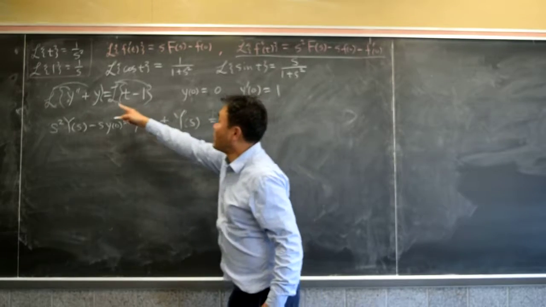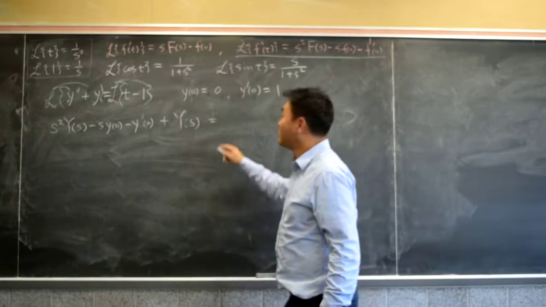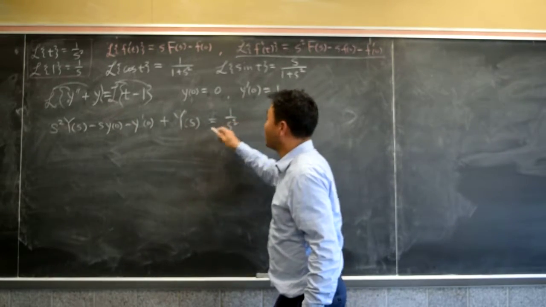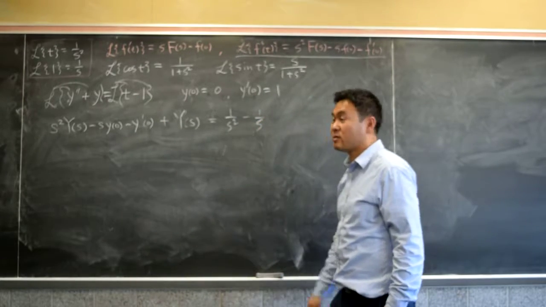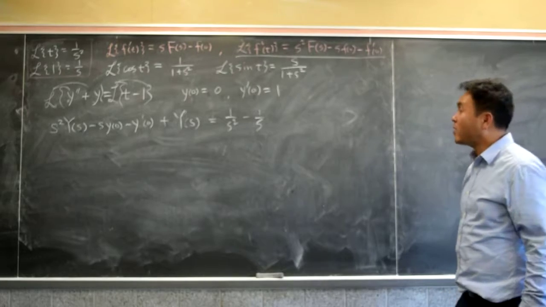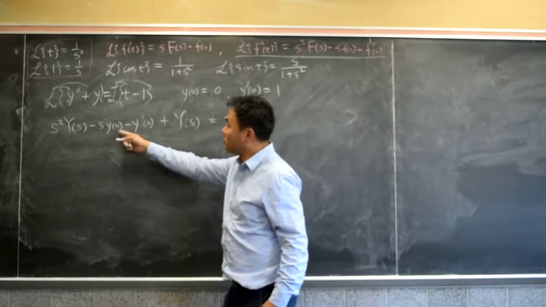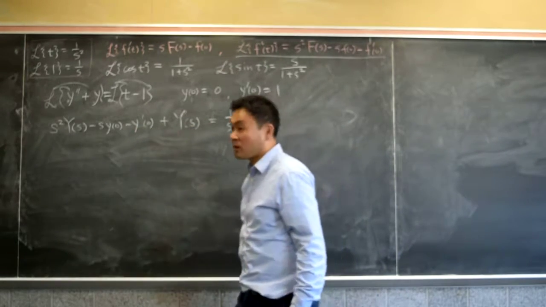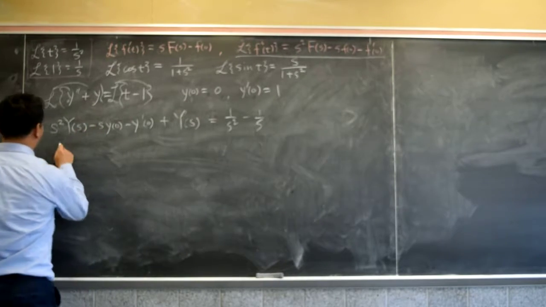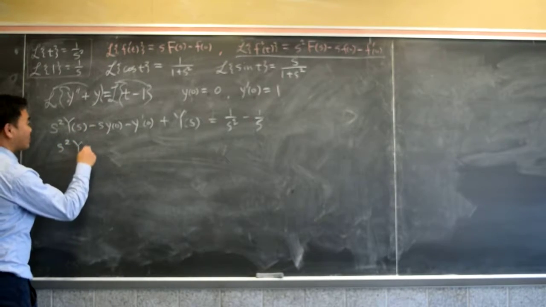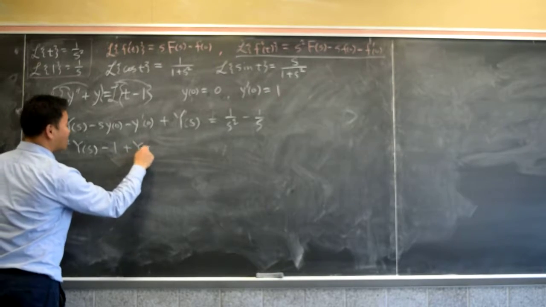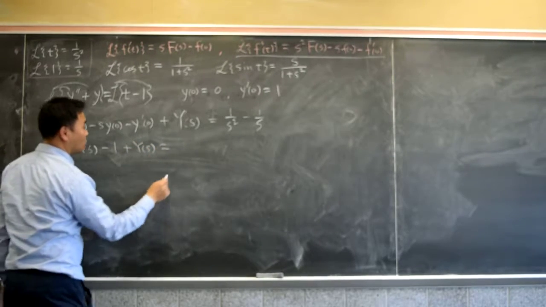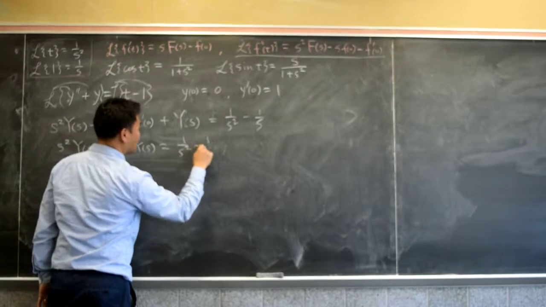Okay, what's L applied to t? That's 1 over s squared, right? L applied to 1? 1 over s. Okay, now you plug in 0 for y of 0 and 1 for y prime of 0. So you have s squared Y of s minus 1 plus Y of s equal to 1 over s squared minus 1 over s.